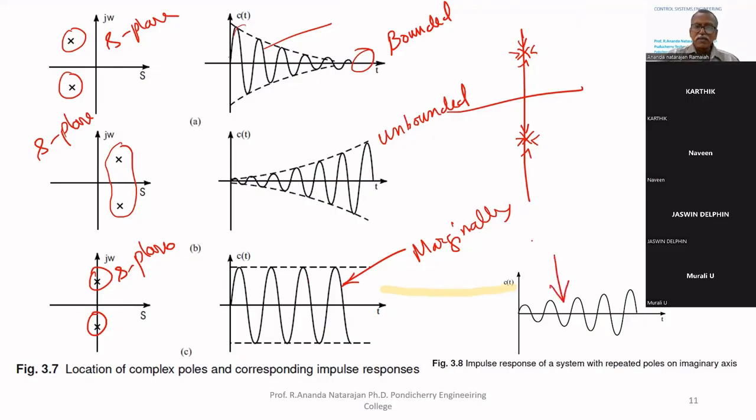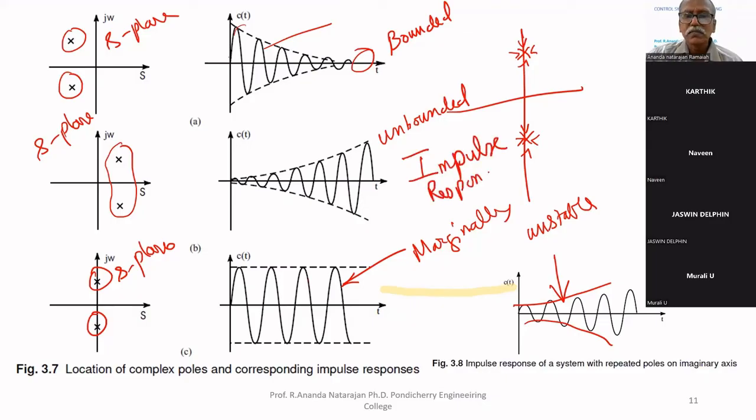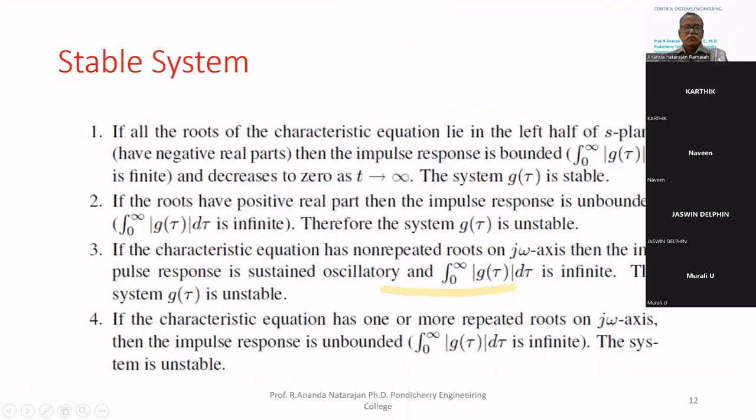If repeated poles are there, then it is unstable. That's why the amplitude goes on increasing. All are impulse responses, meaning R of S equal to 1, not 1 by S.